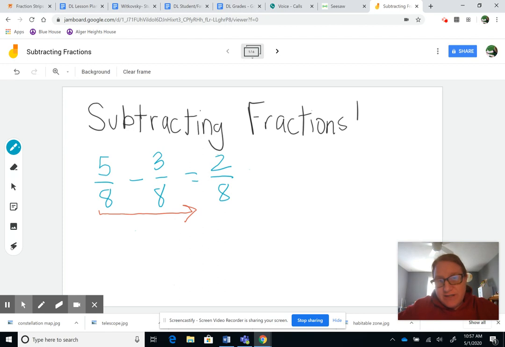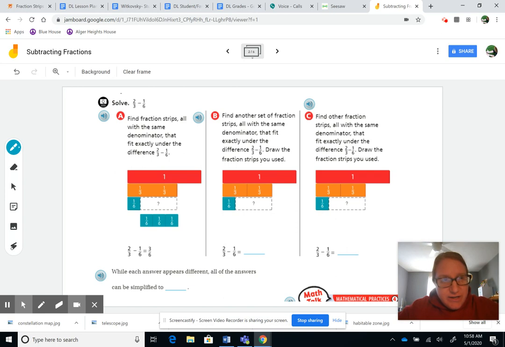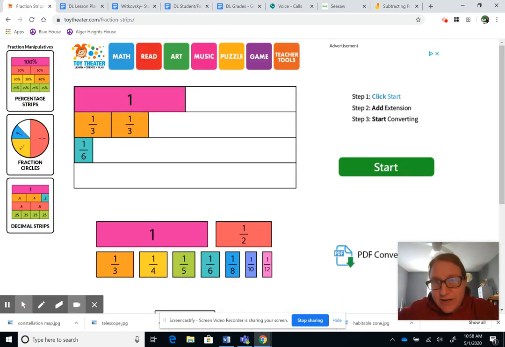You'll notice at the top that it says 1 out of 6 slides. It's a fraction, right? There are 6 slides for this, and then there'll be 2 pages for you to do independently. All right, so let's look here. We have some fraction tiles. I'm going to be using the same website I was before, the fraction strips from toytheater.com. I will post that link in the lesson's description today, and you can use that. Absolutely feel free to use that.